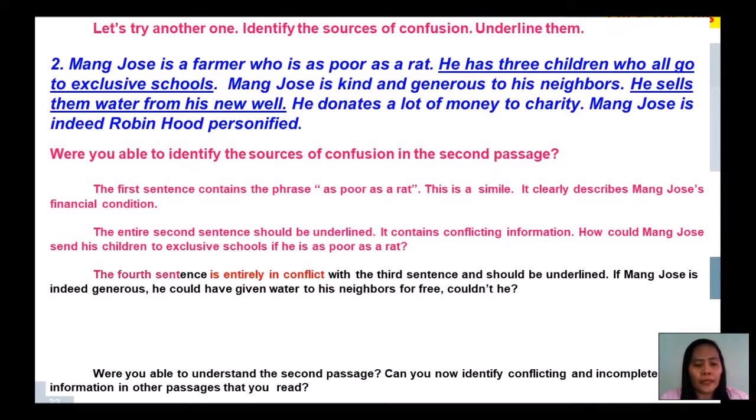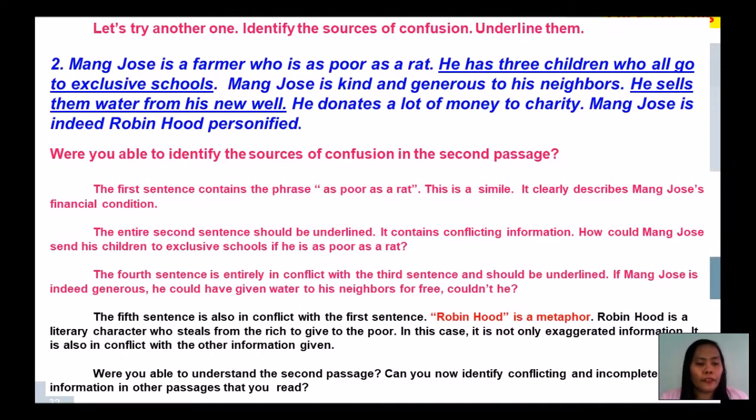The fourth sentence is entirely in conflict with the third sentence and should be underlined. If Mang Jose is indeed generous, he could have given water to his neighbors for free, couldn't he? The fifth sentence is also in conflict with the first sentence. Robin Hood is a metaphor. Robin Hood is a literary character who steals from the rich to give to the poor. In this case, it is not only exaggerated information, it is also in conflict with the other information given.